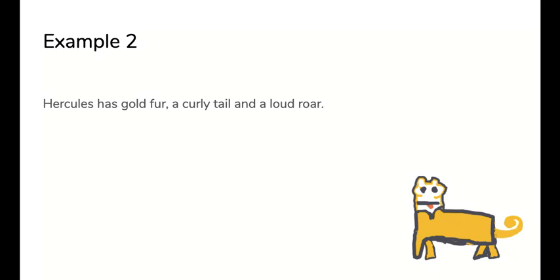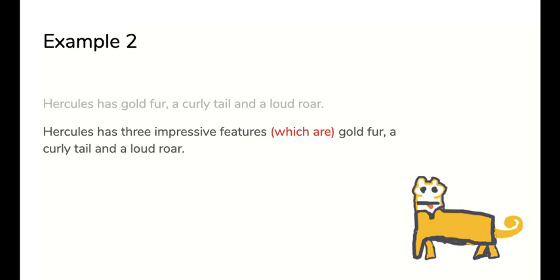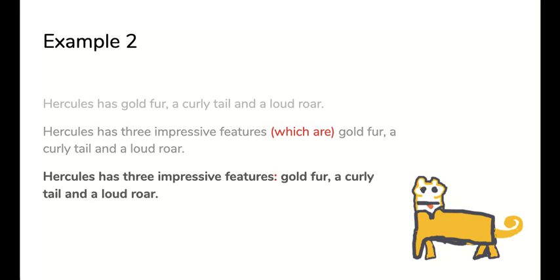Hercules has gold fur, a curly tail, and a loud roar. That's a perfectly fine sentence. But if we wanted to amplify these features of Hercules, point them out and make them a little bit more distinct and special in a subtle way, we could say, Hercules has 3 impressive features: gold fur, a curly tail, and a loud roar. And of course, we're going to replace the "which are" with the colon. So that's how you build that.